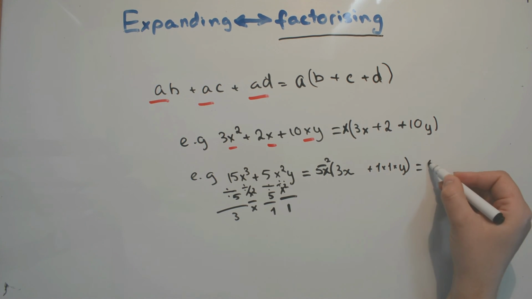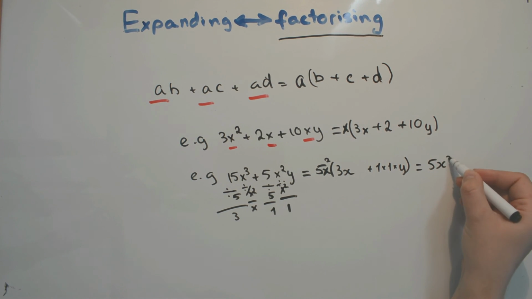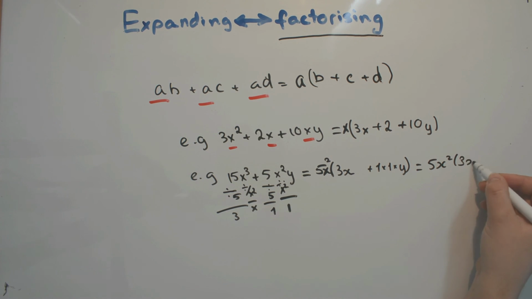And then the final step is just make it all nice and tidy, so it will become 5x squared in brackets 3x plus y.